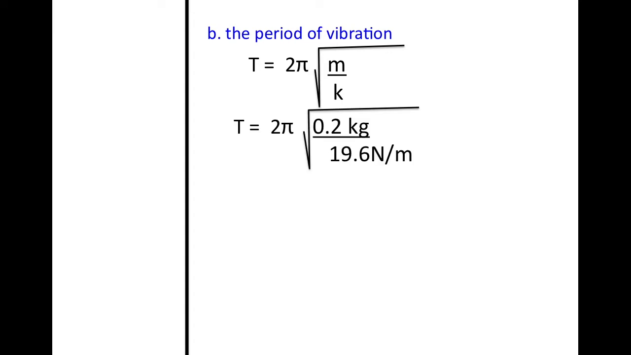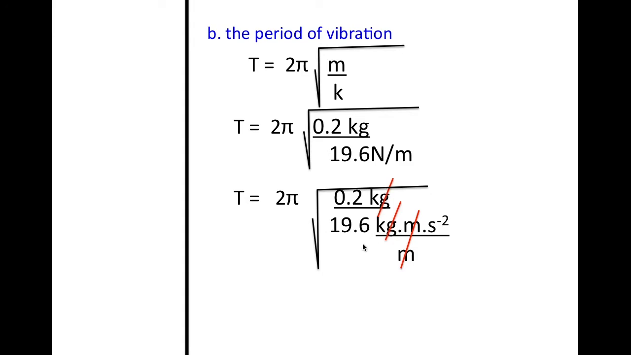To find the period of vibration, we are using this equation here, which is T equaling 2 pi times the square root of mass divided by your spring constant. Here we have our mass, which is 0.2 kilograms, and 19.6 Newtons per meter. When we solve for that, everything crosses out and gets a little hairy with some of the units of measurement, but everything comes out to be seconds since it is the period. And we get a total of 0.635 seconds.